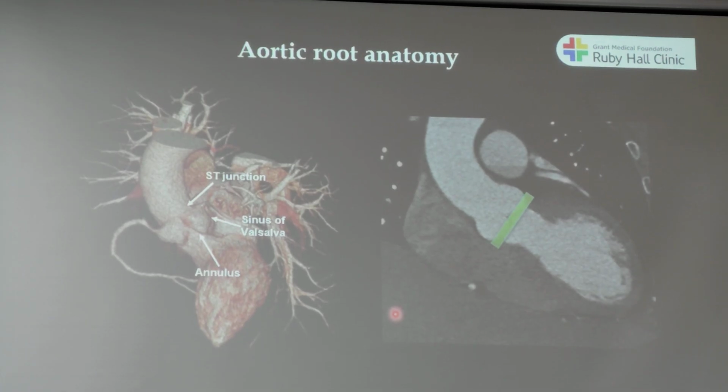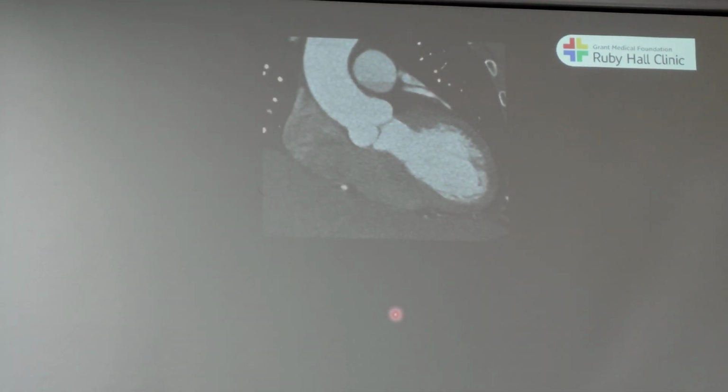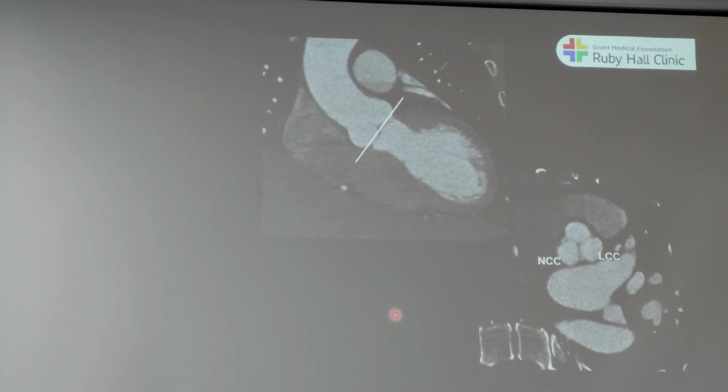So this is your aortic annulus. This is sinus of Valsalva. This is the ST junction. Clear? Excellent. As we know that we can cut across any plane in CT scan, so let's cut across the aortic valve. What you are seeing over here is that three cusps are there.